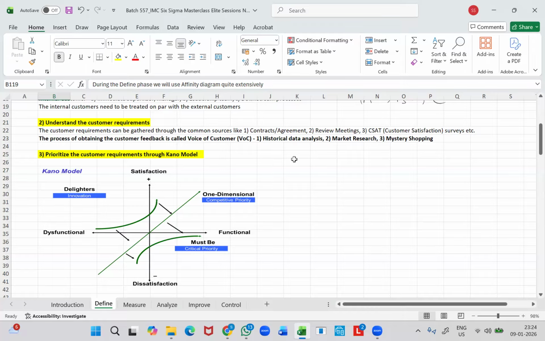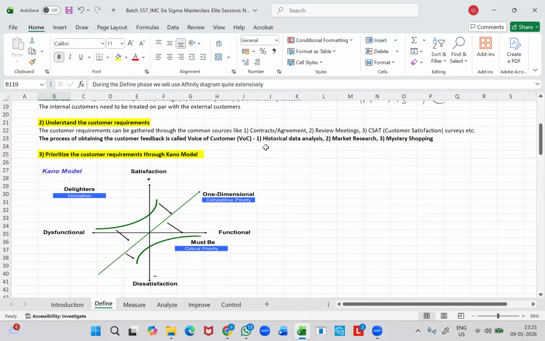So when we actually measure the performance metric for a baseline period, we will get to know whether we are comfortably meeting the customer target or not. So when we are not meeting the customer target, we can understand that the customer might be feeling dissatisfied with our performance. So the customer need not explicitly mention to us, right?